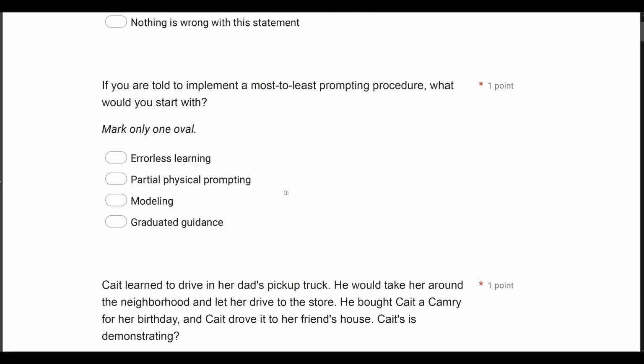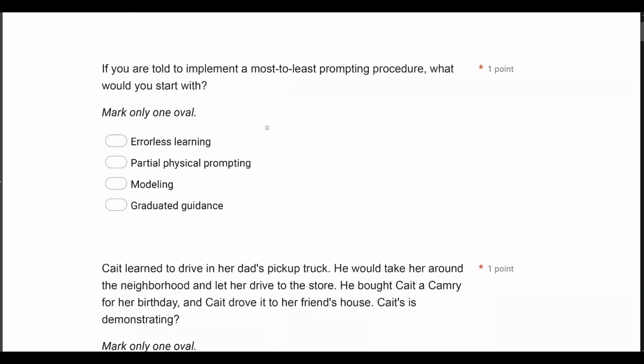If you are told to implement a most to least prompting procedure, what would you start with? All right, so we're using a most to least prompting procedure. What's the other prompting procedure we commonly use? It's least to most. And with least to most, where do we start? With least to most, we start by allowing the client to attempt the response without any prompting at all. So with most to least, we're going the exact opposite.